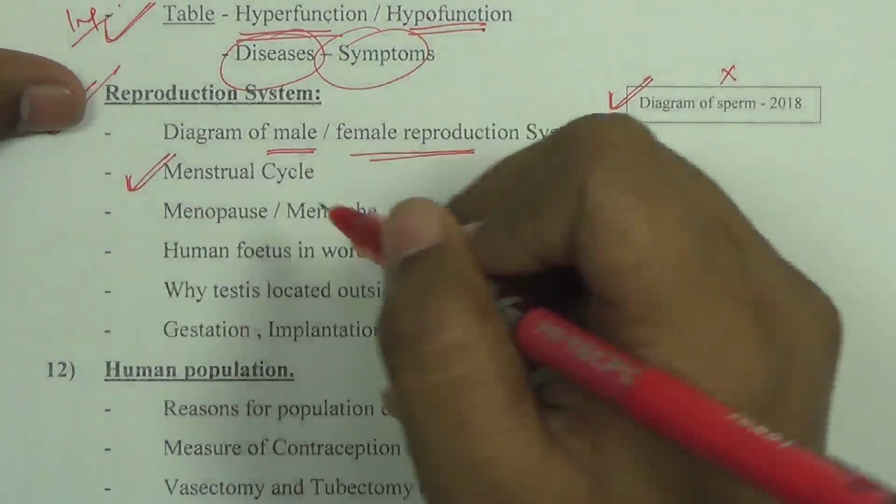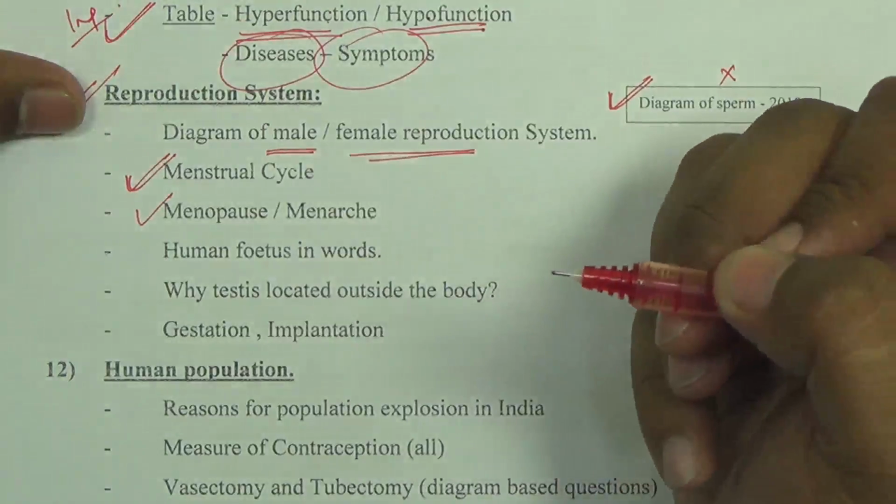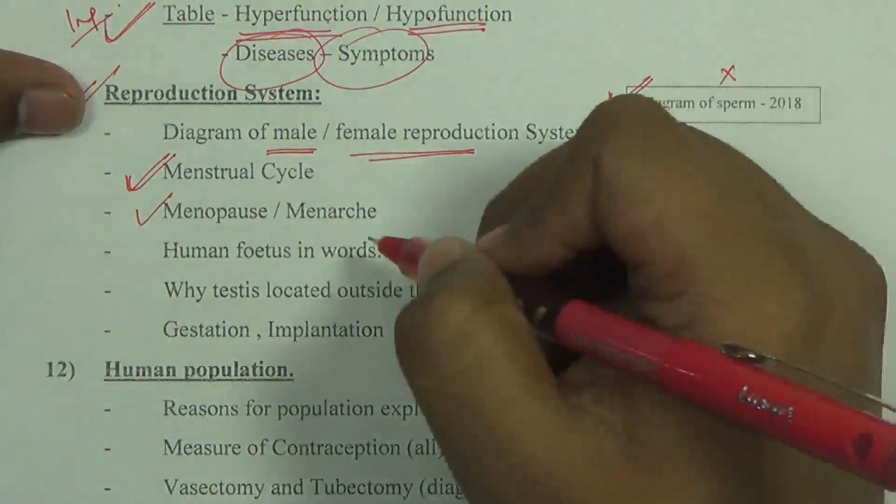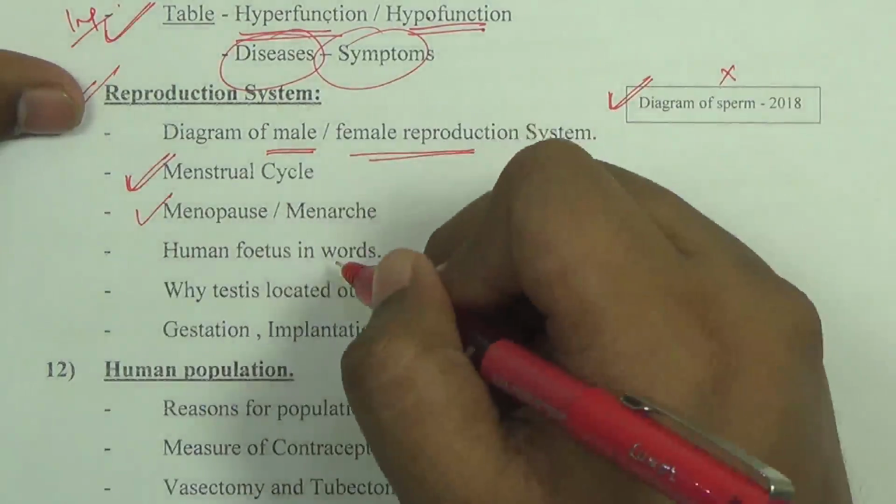Then you also have a question on menopause and menarche. What is menarche and what is menopause? Human fetus.